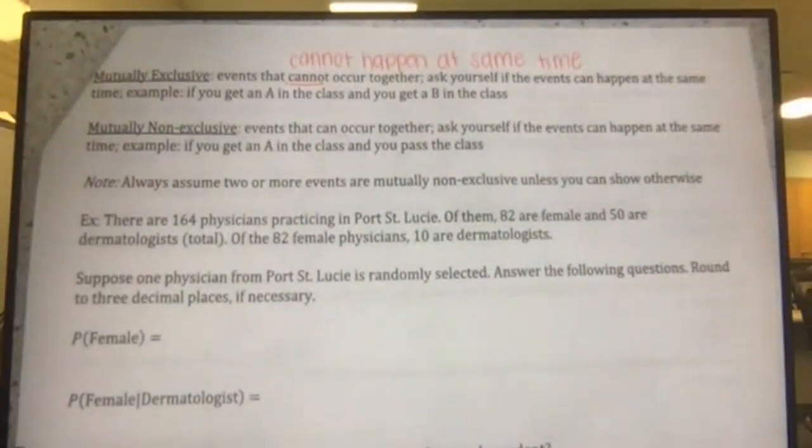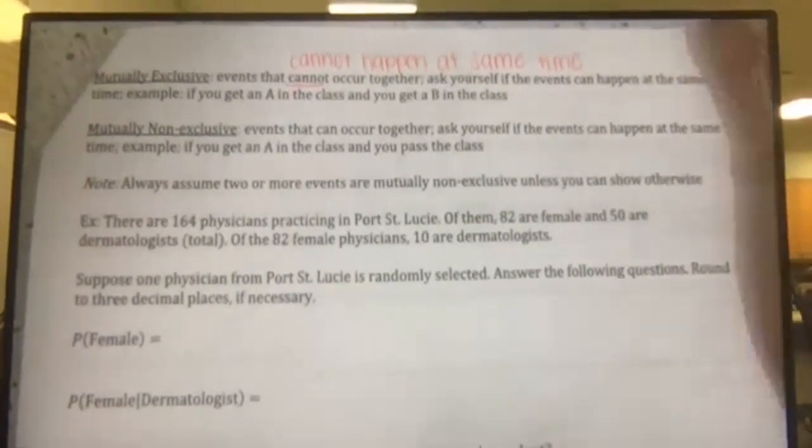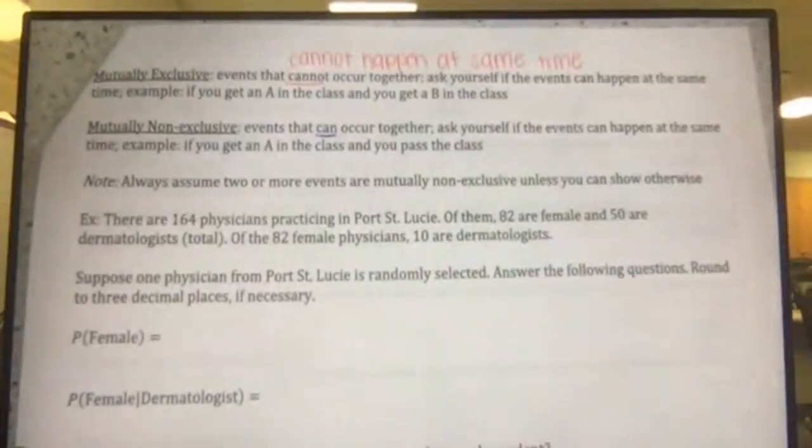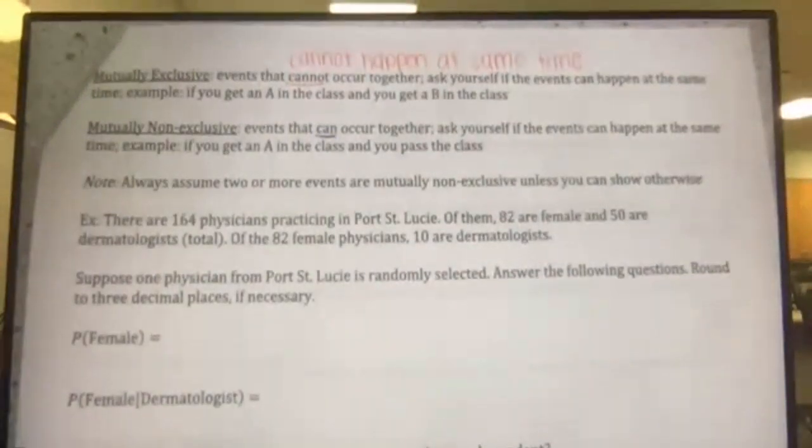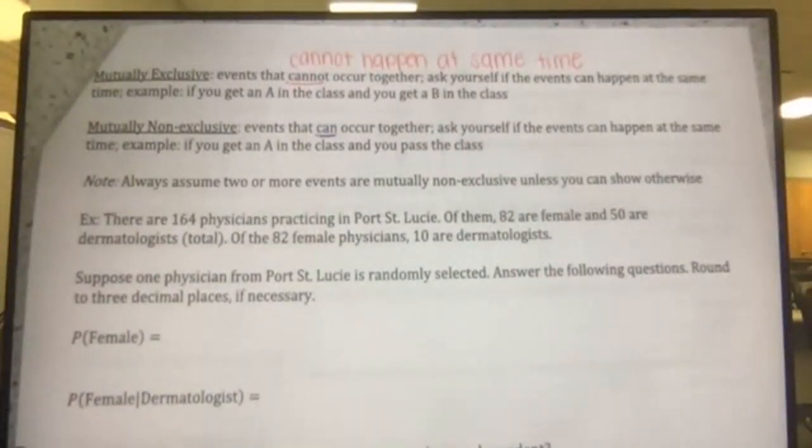Think about relationships when you say you're exclusive, that's just you two. Mutually non-exclusive means events that can occur together. Ask yourself if they can happen at the same time. For example, you get an A in the class and you pass. If you get an A, that means you pass, so you can do both. Always assume that two or more events are mutually non-exclusive unless you can show otherwise.